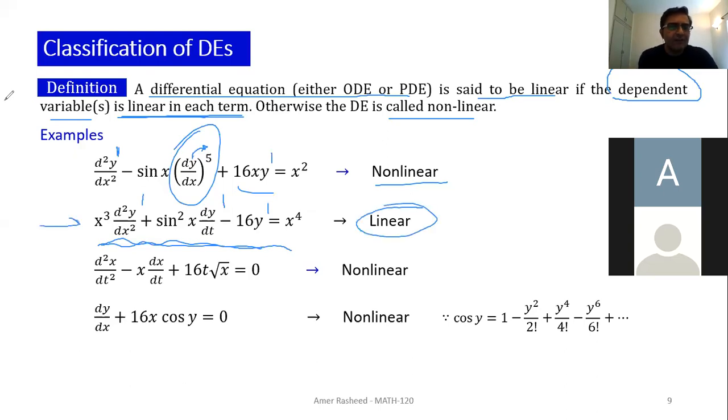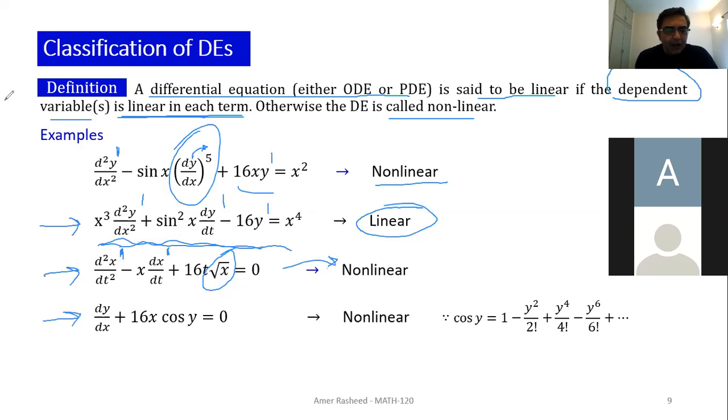So in this equation, every power of y, or you can say y is linear in each term, so this is linear. In the third equation, here x is the dependent variable, so we need to check the power of x. The x power is 1 here, 1 here, but here what is the power of x? It is 1 by 2. So it is not 1. So this differential equation is non-linear.